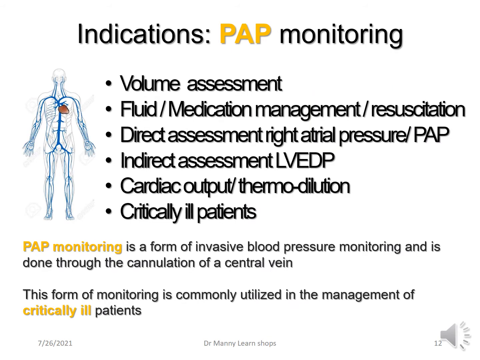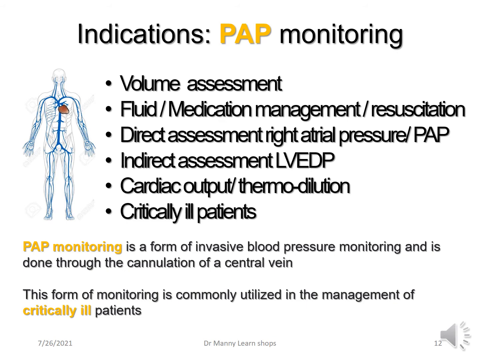What are the indications? The indications for pulmonary artery pressure monitoring are volume assessment, fluid and medication management, and during resuscitation. It can give you direct assessment of the right atrial pressure and the pulmonary artery pressure, systolic, mean and diastolic, and it can indirectly assess the left ventricular end diastolic pressure. It can, which we won't be discussing, provide you with the opportunity to do cardiac output by thermodilution, and it's always used in critically ill patients.